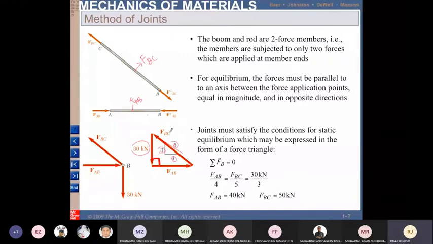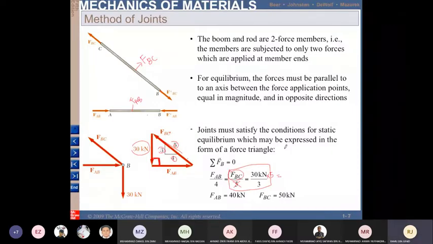So FBC divided by 5 is equal to 30 kilonewton divided by 3, which is also equal to FAB divided by 4. If you solve this, for example this one, you cancel this and multiply by 5, and you will get the value of FBC.